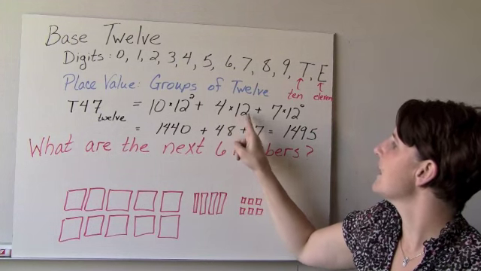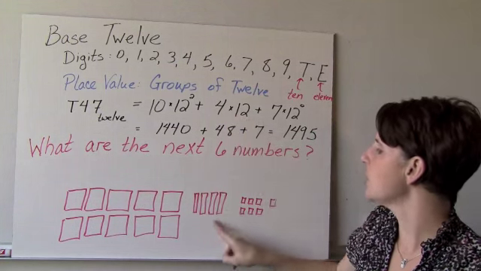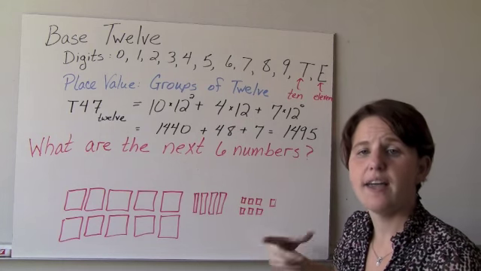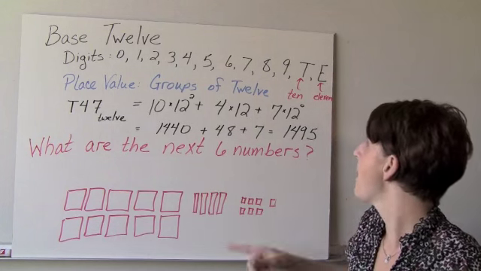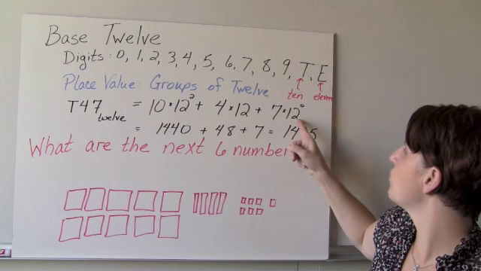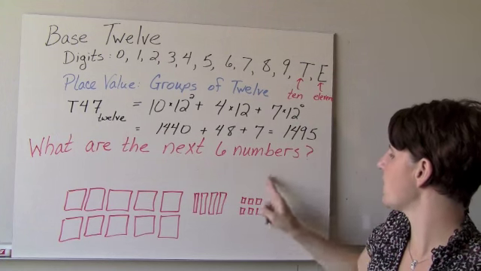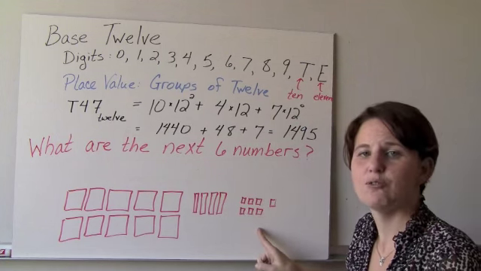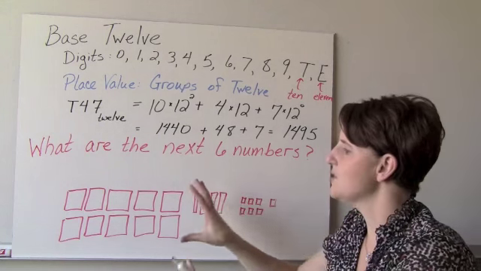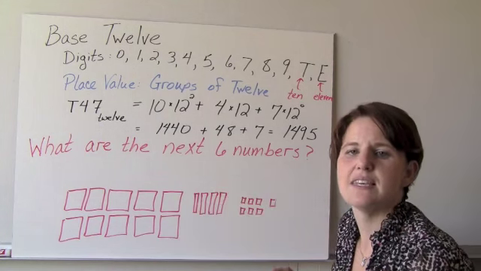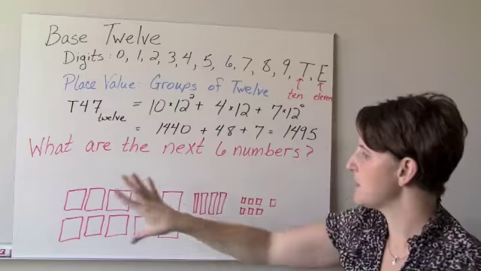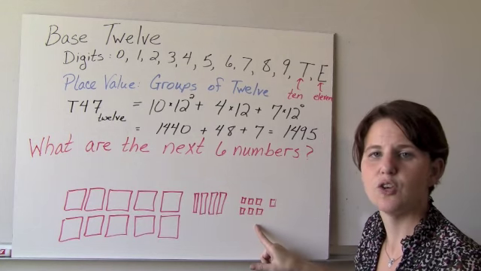Then we have 4 times 12. These are our longs. Each long has a value of 12. And then I have 7 groups of 1, 7 times 12 to the 0. Those are my units right here. So in a way, what we're doing is breaking apart these base 12 blocks. What if I were to break them all up into small little units?